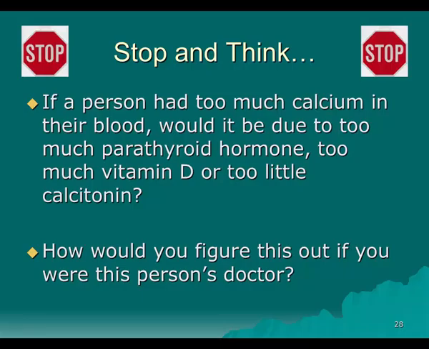If a person had too much calcium in their blood, would it be due to too much parathyroid hormone, too much vitamin D, or too little calcitonin? It actually could be any one of these things. And you'd figure it out if you were a doctor by taking somebody's blood. Because remember, the definition of a hormone is a chemical in the blood. It changes the function of a target cell.